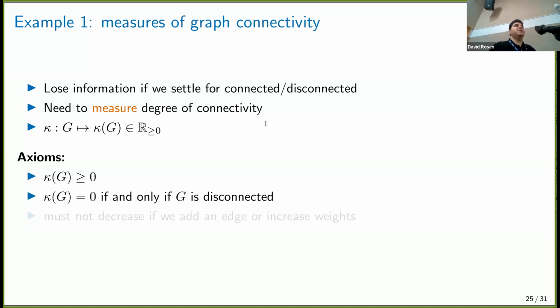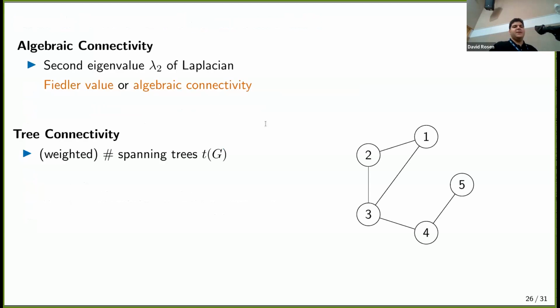It makes sense to assume that if I give you a disconnected graph, I should get 0 and vice versa. And you want it to be monotone with respect to the edges of the graph or weights of the edges, right? So if I give you a graph, you measure its connectivity score. If I add an edge or increase the weights of the edges of the graph, you would be surprised if the score goes down, right? So these are the basic things that we expect. And it turns out that there are many spectral ways of measuring connectivity that satisfy those axioms.